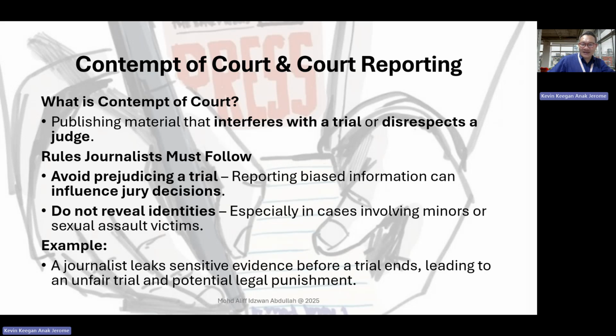Concept of court and court reporting. What is contempt of court? Publishing materials that interfere with a trial and show disrespect to the judge. Now, rules journalists must follow. Avoid prejudicial trial: reporting biased information can influence jury decisions. And do not reveal identity, especially in cases involving minors or sexual assault victims. That's what happened in the case of Adik Zara. Individuals involved, they don't put their names. Example: a journalist leaks sensitive evidence before the trial ends, leading to an unfair trial and potential legal punishment.